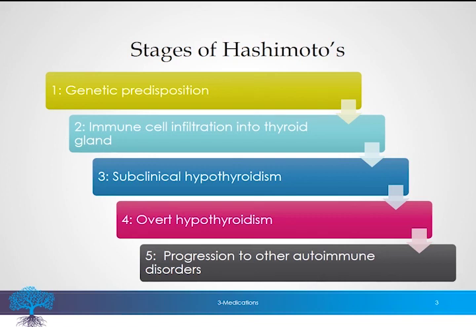Stage 5 is the stage where we have progression to other autoimmune disorders. And again, this is why it's so important to make sure that you're not just taking thyroid hormones, even if you're asymptomatic, but you're also working to resolve the root cause or the origin of your autoimmune condition. Because if your body is attacking your thyroid gland, there's a chance that it'll attack something else if you don't address the underlying autoimmune response.